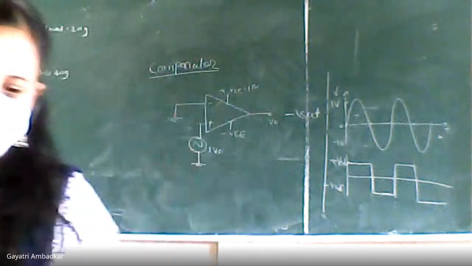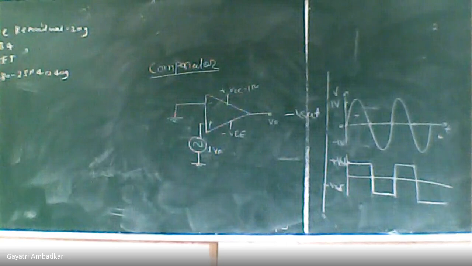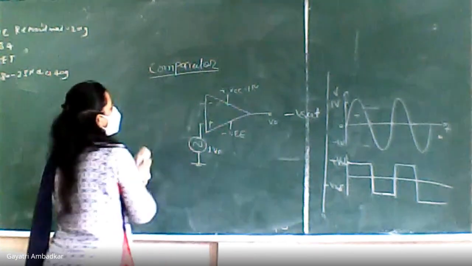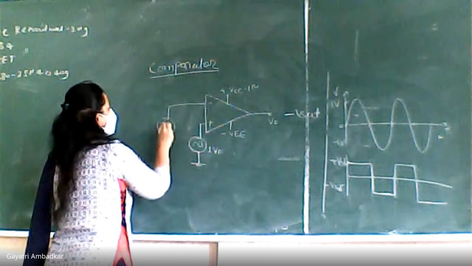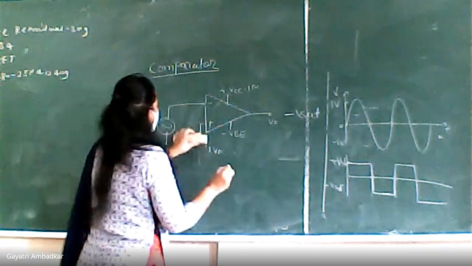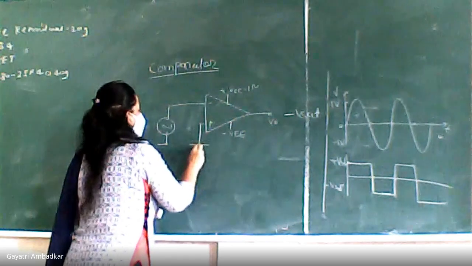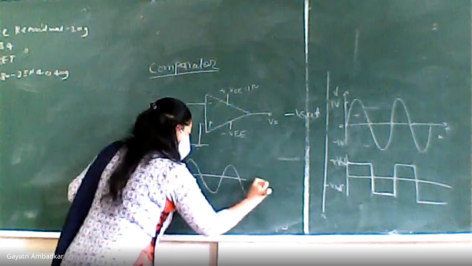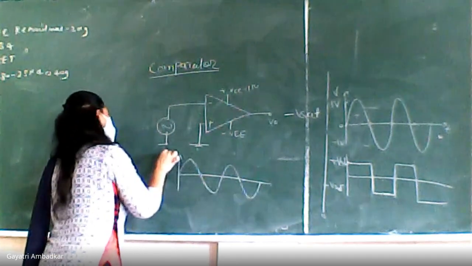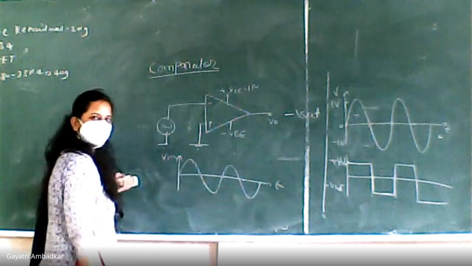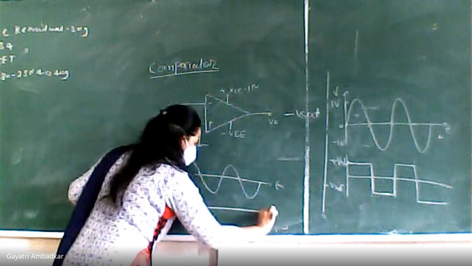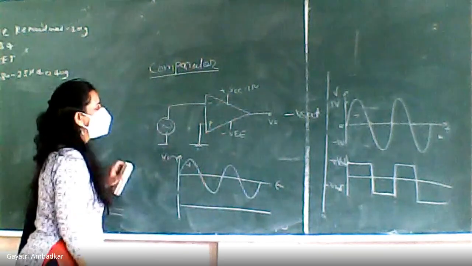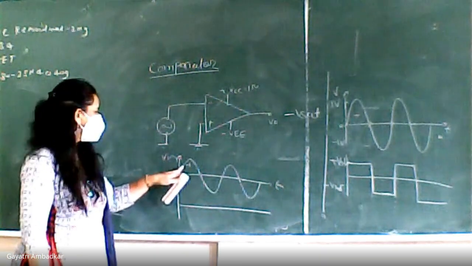Now I will change the position. I will connect the sine wave here and I will ground this. This is your input. Okay, and now I will draw the output. Now you will tell me, this is the positive half. What will be the output? Everybody, this is the positive half.